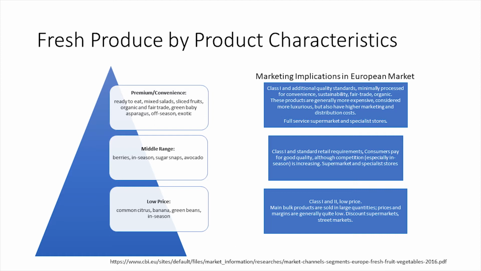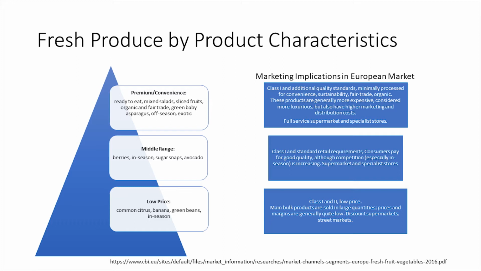The middle range segment represents medium-value fresh produce. This includes berries, special in-season fruit and vegetables, and avocados. These are also sold at many supermarkets and specialty stores, but consumers are willing to pay a premium for good quality. The low-range segment includes most of the common fresh produce sold in large quantities. Even though some of these can be in-season produce, customers are not willing to pay a large premium for them. These fruits and vegetables are sold across all of the distribution channels, including discount supermarkets and street markets.